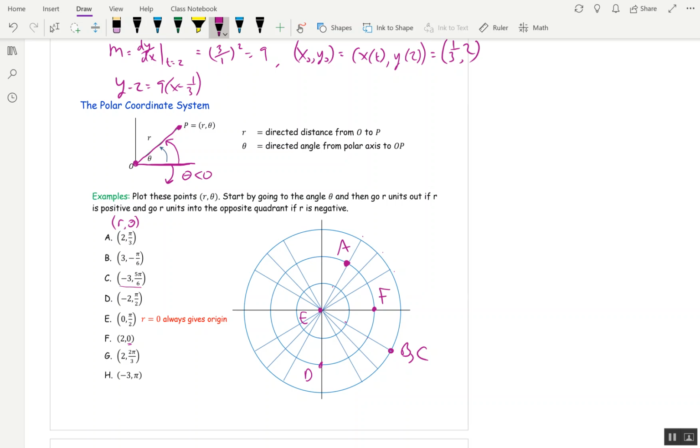G, I go to the angle 2 pi over 3, which is up here, and I go 2 units out, so this is G. And finally, for H, I go to the angle pi, that's the negative x-axis, and I go 3 units in the opposite direction. So 1, 2, 3, H is right there.